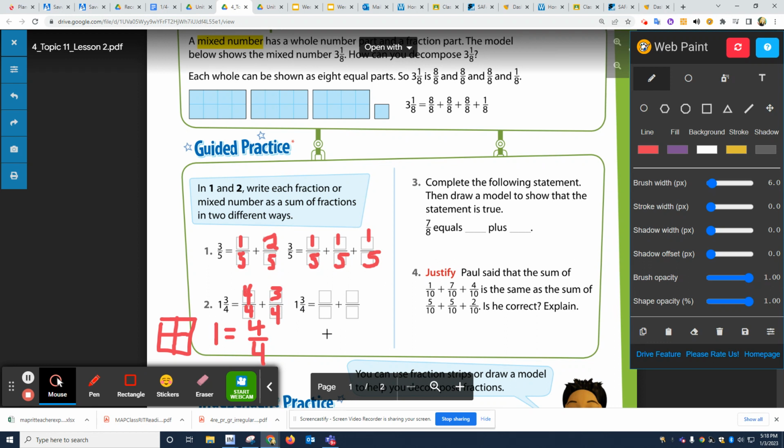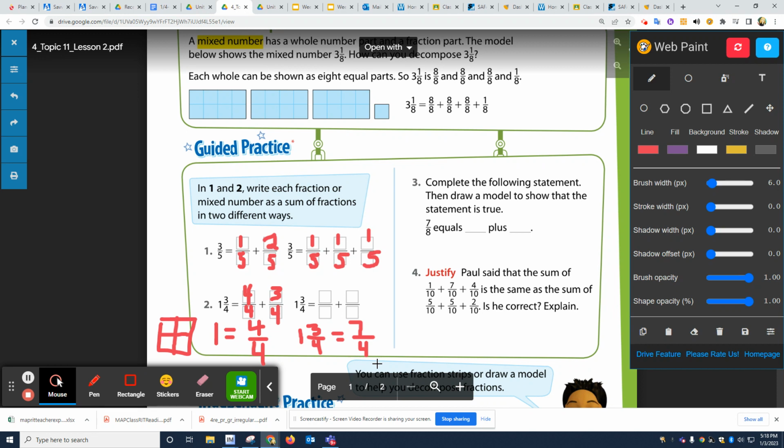Now, if I want to write this another way, I can think to myself that 1 and 3/4 is equal to 7/4. How did I get that? I added 4 plus 3. 4 plus 3 is 7. The bottom number stays the same, which is the denominator. The top number is your numerator. The bottom number is your denominator.